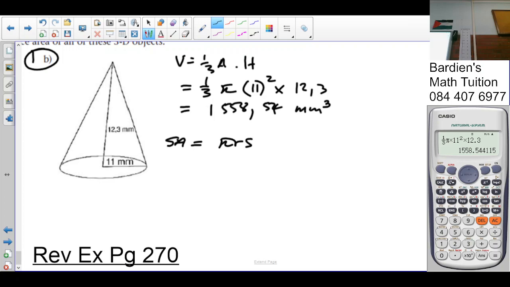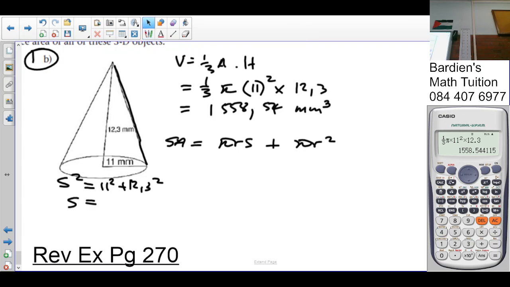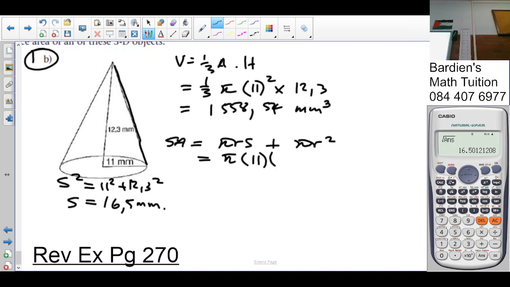For the surface area, it's going to be pi r s, where s is the slanted height, plus the area of base, which is pi r squared. Is that correct? So in other words, I must calculate the slanted height here. Not so? So the slanted height squared is equal to 11 squared plus 12.3 squared. The square root thereof will give you 16.5 millimeters here. That is simply going to give you pi times the radius, which is 11, times slanted height, which is 16.5, plus pi times the radius, which is 11, squared.